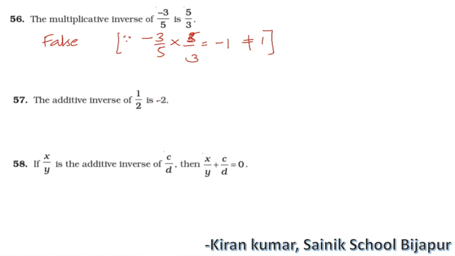Question 57. The additive inverse of 1 by 2 is negative 2. This statement is also false because whenever we add this number, we must get 0. In this case, it is not equal to 0. It becomes negative 3 by 2, which is not 0. Actual answer is negative 1 by 2.